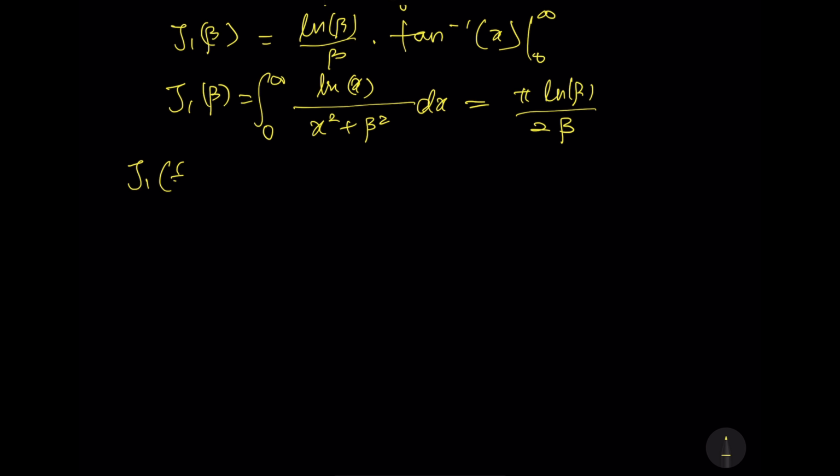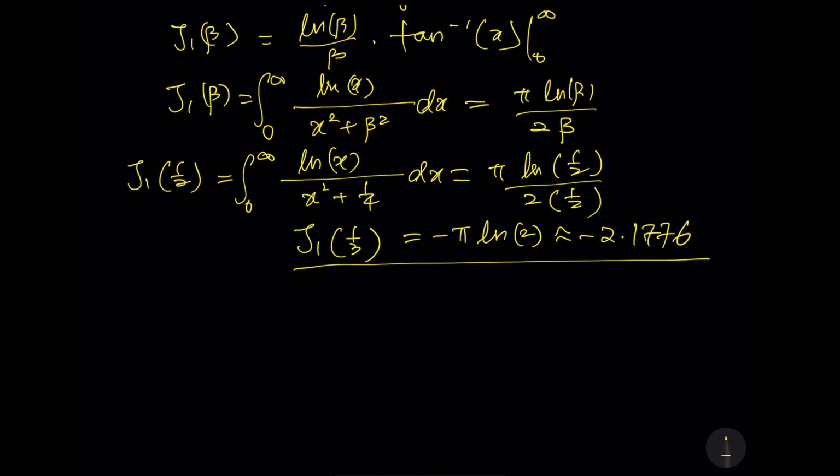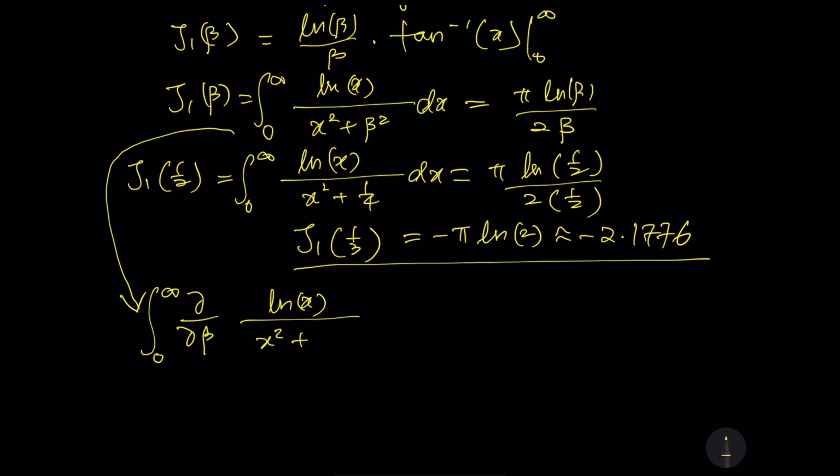When beta equals 1 over 2, J1 equals the first part of the questions, which equals negative pi multiplied by natural log 2, which is approximately negative 2.1776. Keep this result for calculation of the final answer later. For J2, we don't have to do the derivation all over again, we just have to extend from J1. How do we extend? We extend by applying differentiation with respect to beta to both sides of the equation.